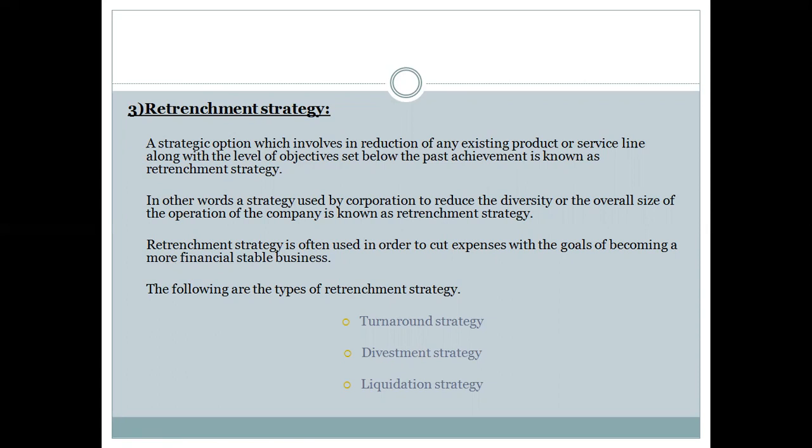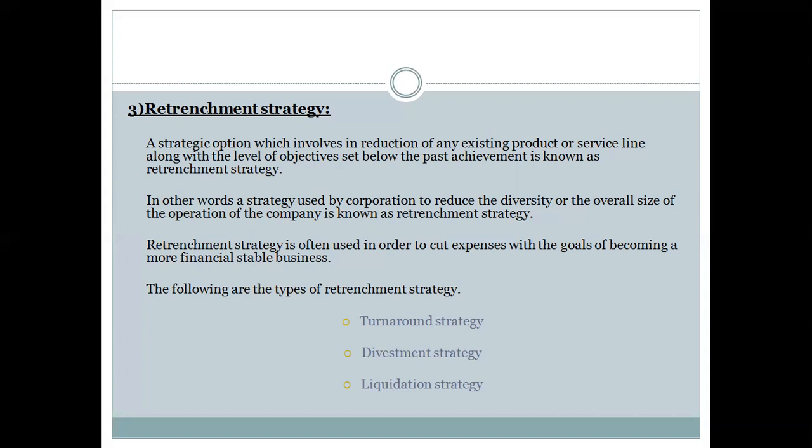The name itself suggests retrenchment, addition, subtraction you need to do. It is a great kind of strategy in which you are focusing on your product expansion or reduction. You are shrinking your product, production, sales, and so on. In other words, a strategy used by a corporation to reduce the diversity or the overall size of the operation of the company is known as retrenchment strategy. Yes, guys.